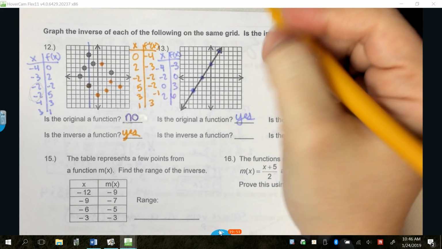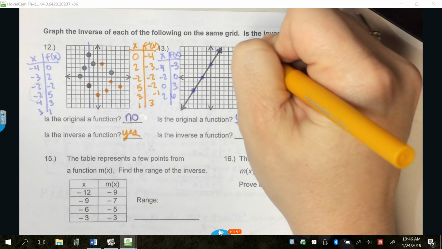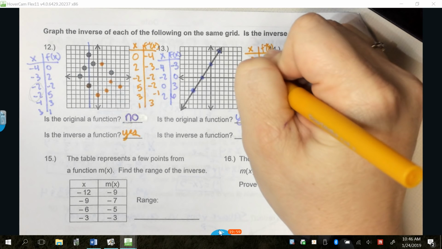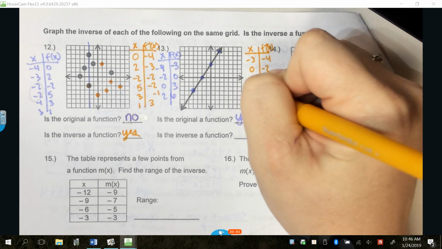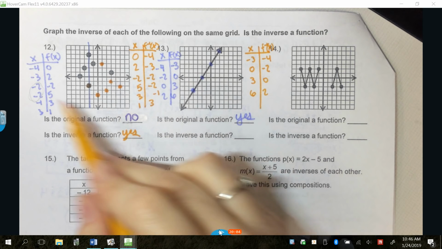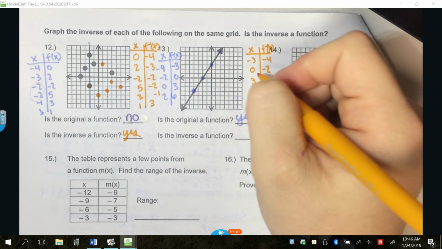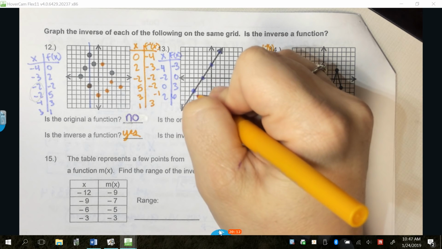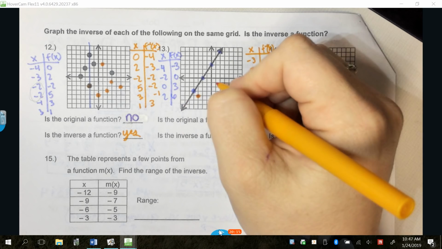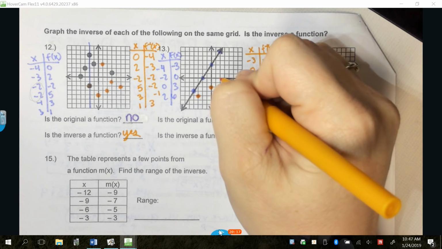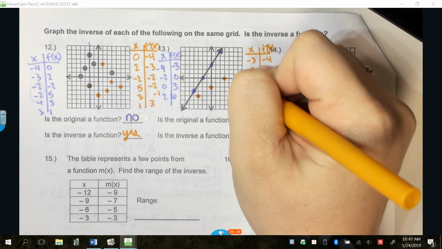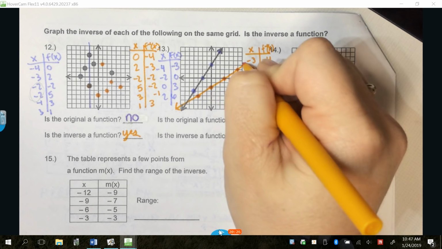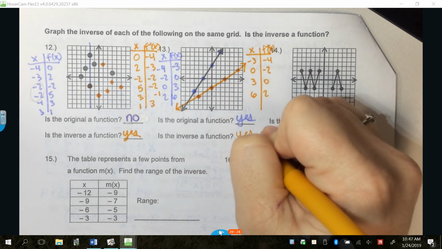So the inverse will be -3, -4, 0, -2, 3, 0, 6, 2. I just flipped my x and my y just like I did here. Okay, and I'm going to plot those points. -3, -4, 0, -2, 3, 0. So is this one a function? Yes, this is also a function.